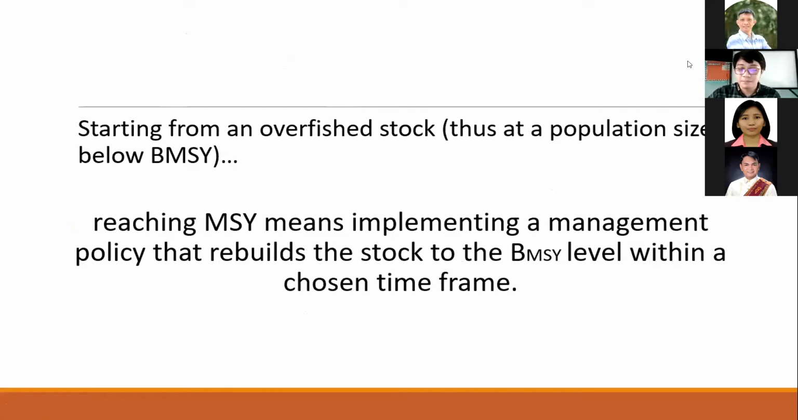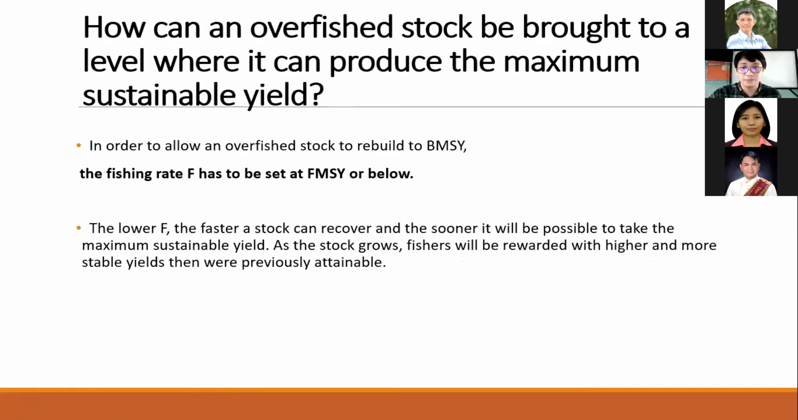Reaching MSY means implementing a management policy that rebuilds the stock to the BMSY level within a chosen time frame. So how can an overfished stock be brought to a level where it can produce the maximum sustainable yield? In order for that to happen, the fishing rate has to be set at FMSY or below. They should be similar with one another, having the relationship of being proportional with each other. The fishing rate has to be set at the mortality of our fish.